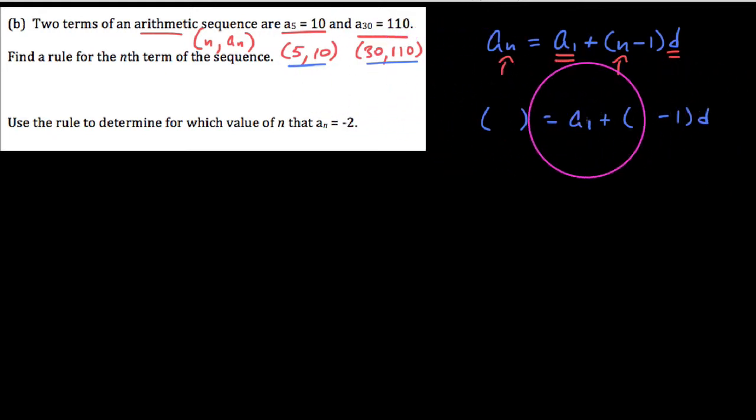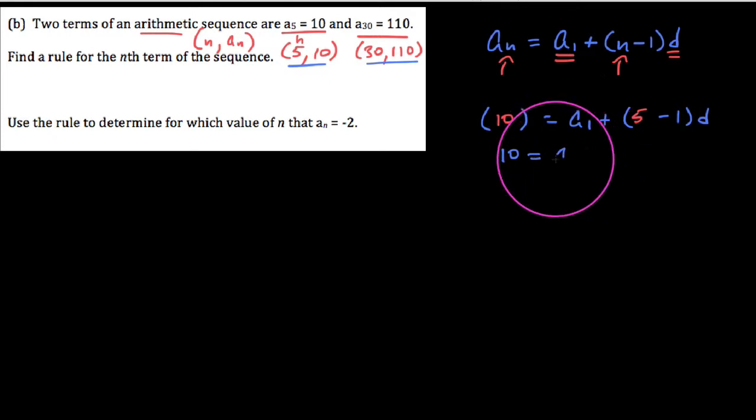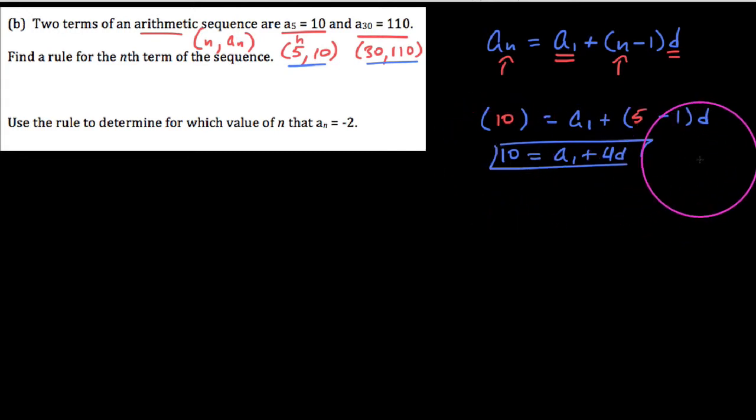We know that our fifth term, so we can plug this in for n, has a value of 10. So the value of our term is 10. That's our an here, when we are at the fifth term, and that's our n. So really our first equation looks like this. We get 10 is equal to a1 plus 5 minus 1, which is 4, so we get 4 times d. And I'm going to put a box around this. This is our first equation.